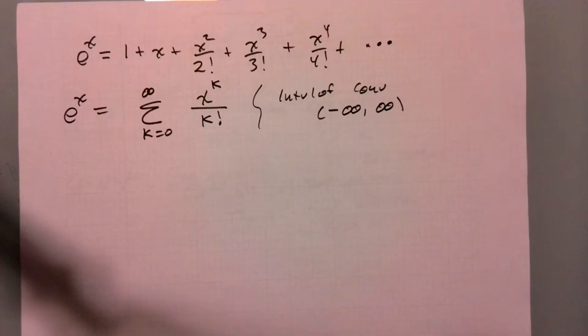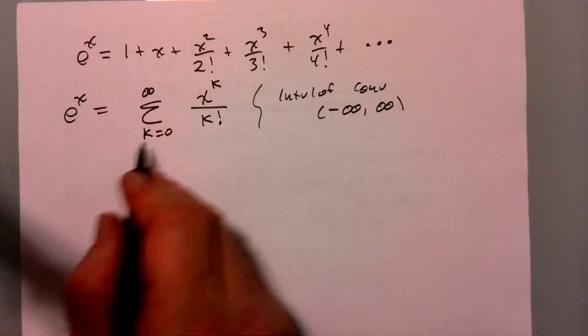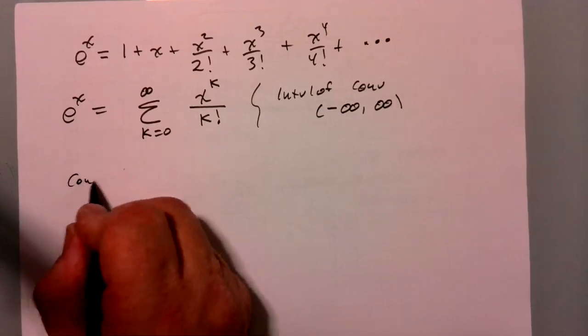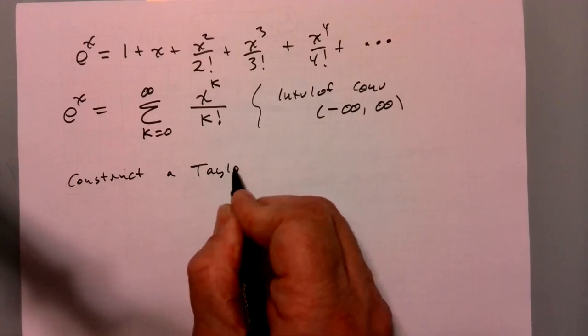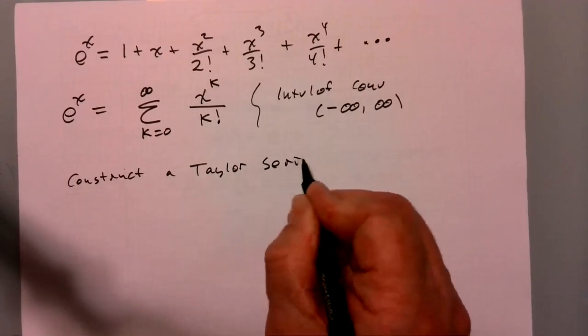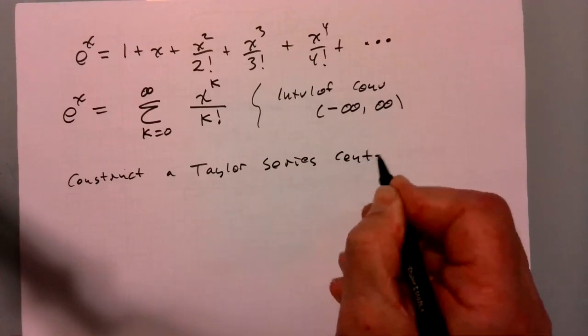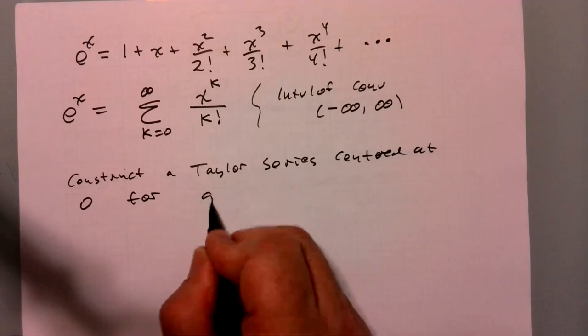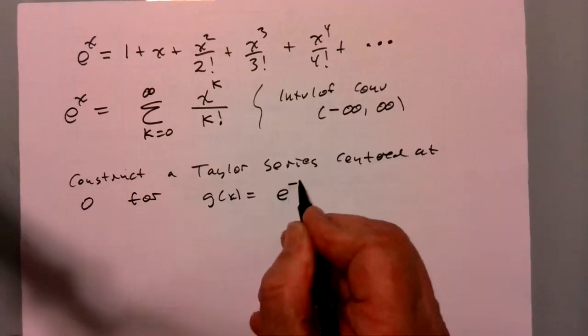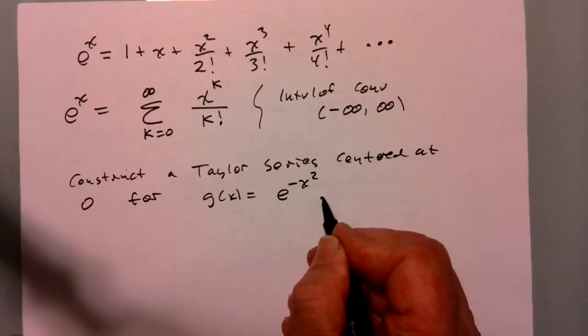Now, I'm going to ask you a question to see if you can do this. Yes, the exam will take a bit longer to grade. Sorry about that. Go ahead and construct the Taylor series centered at 0 for g of x equals e to the negative x squared.